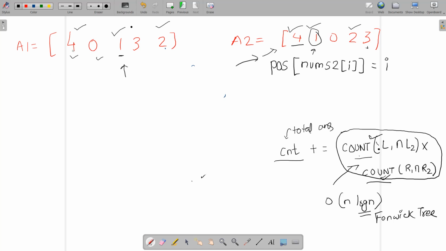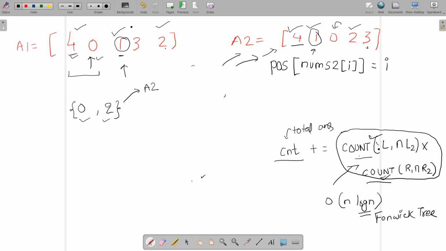So the position of value 4 in this array A2 is 0, and the position of number 0 in this array A2 is, you can see at this position, the index is 2. Note that I am working upon this value 1. When we are working upon this value 1, this set has been utilized. It means that we have already found the positions of 0 and 2, right? The position of 4 is 0 and 0 is 2 in array A2.